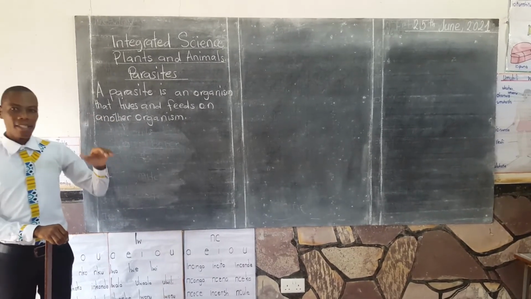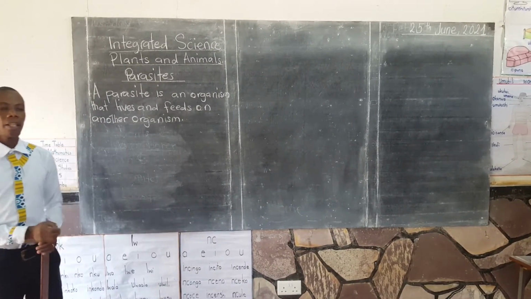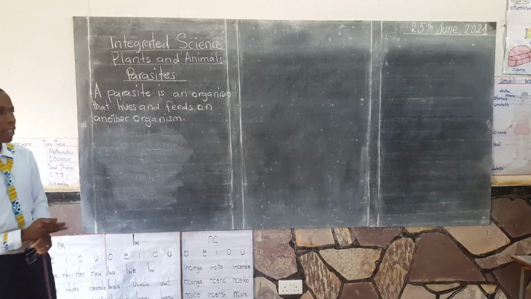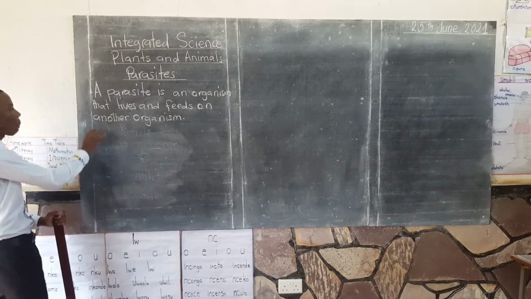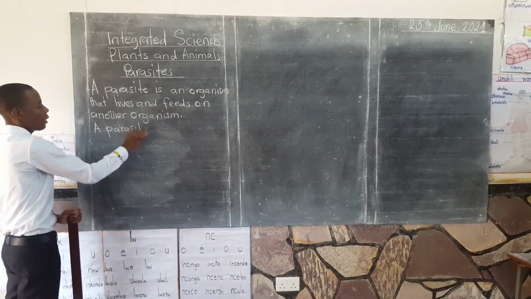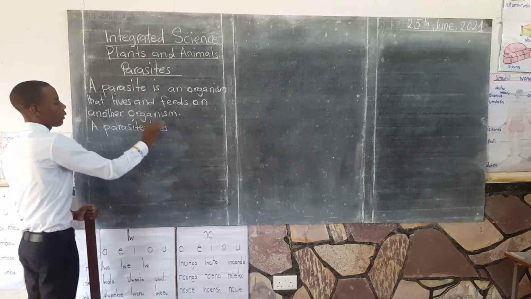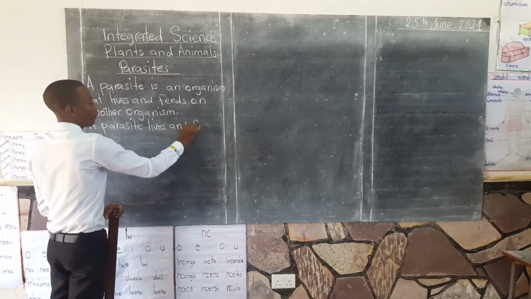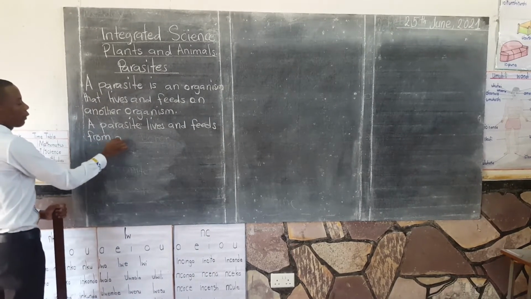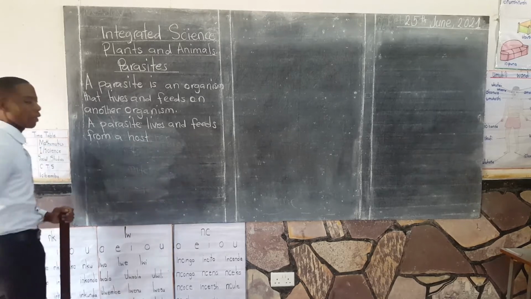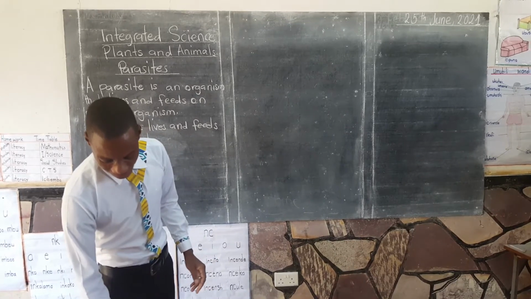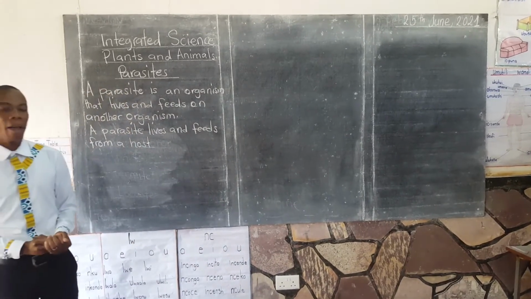Now, the organism where the parasite lives is called a host. An organism where the parasite lives is known as a host. So we are saying a parasite lives and feeds from a host. So that is how these parasites behave.